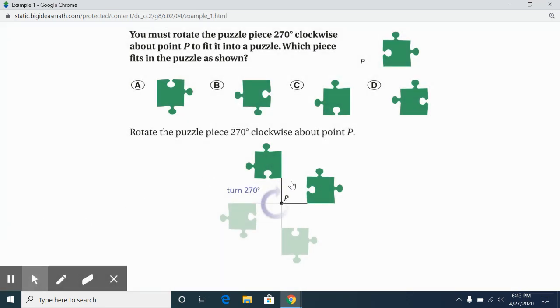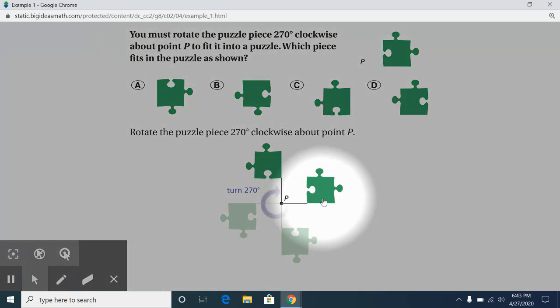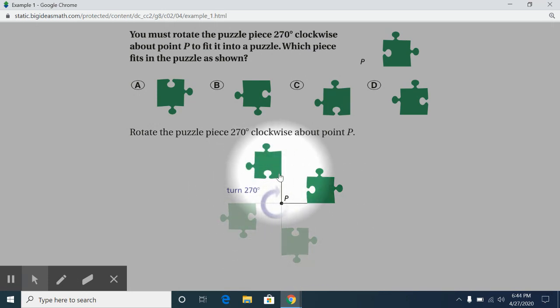Take a look down here. What does this look like? Here's our original piece. So our original piece is here. And we're going to rotate it clockwise, meaning we're going to go this way. If we look at the arrow, it points. Now again, we could have gone 90 degrees counterclockwise and ended up at the same spot. But if we go 270 degrees clockwise, we would end up with this piece right here. So our answer is actually going to be C.